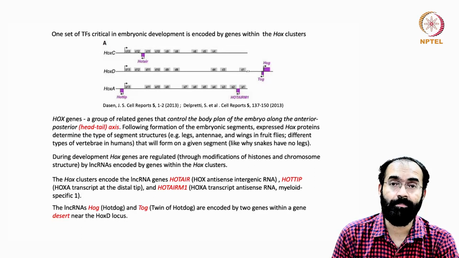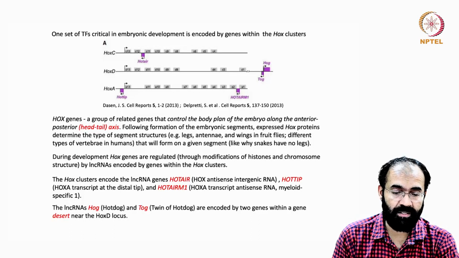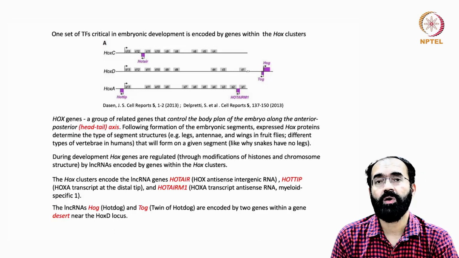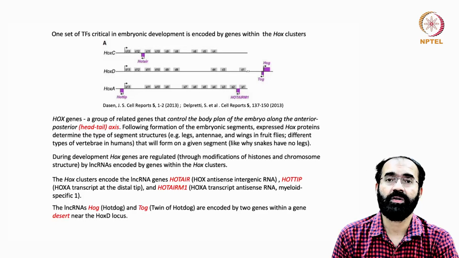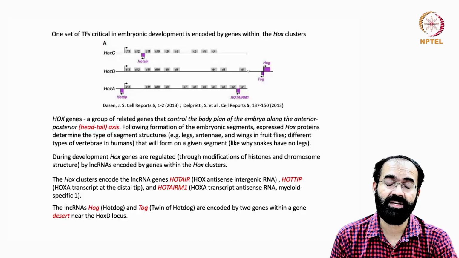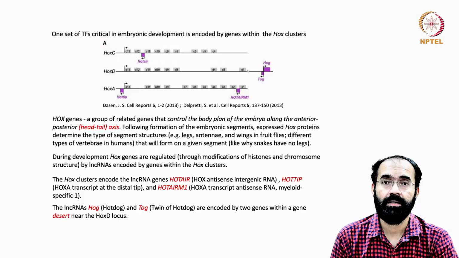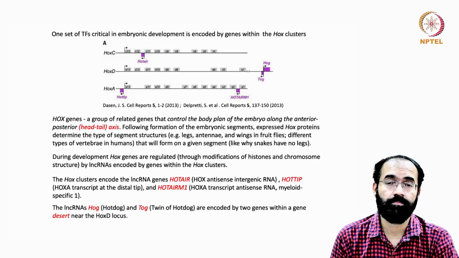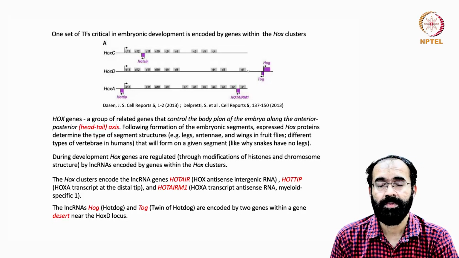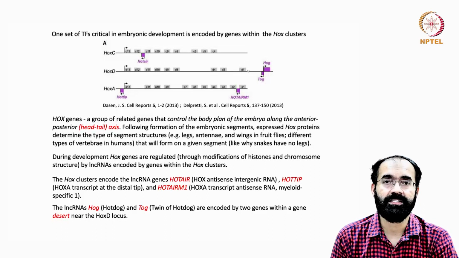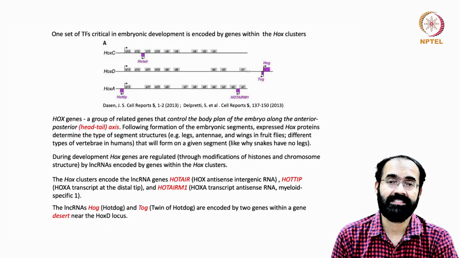Following the formation of embryonic segments, the Hox proteins are expressed to determine the type of segment structures. Every vertebrate's body is segmented. We don't see the segmentation obviously, as you see in the case of a lizard, a worm or a snake, but you can see it in insects. If you see a caterpillar, you can see the body segmentation pattern. Even in vertebrates, including humans, you see the segmentation.